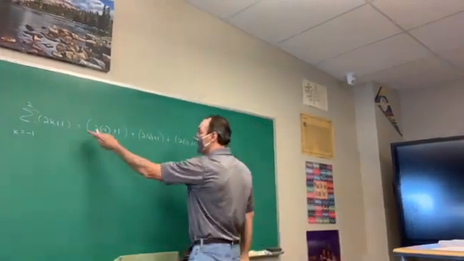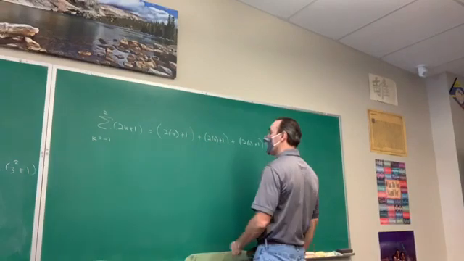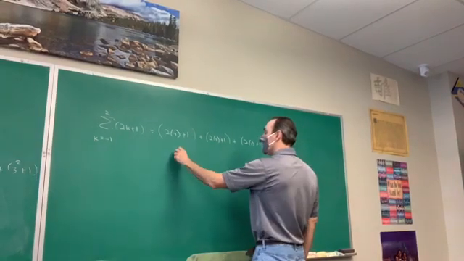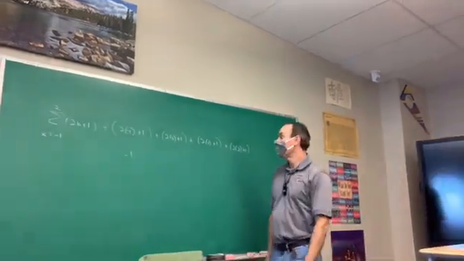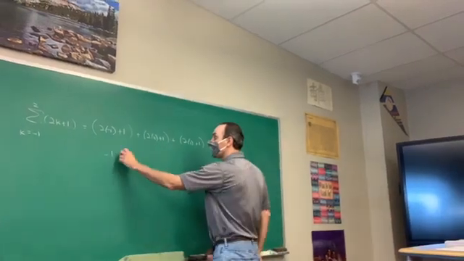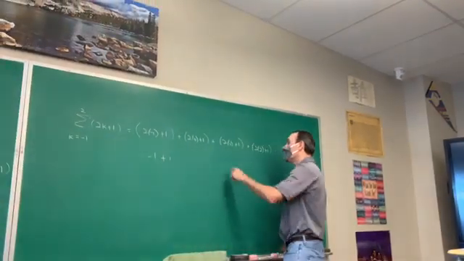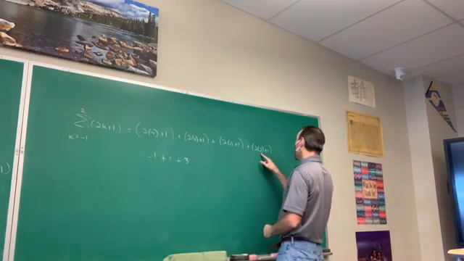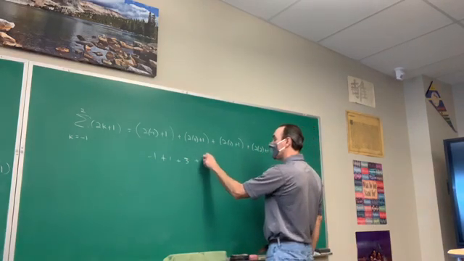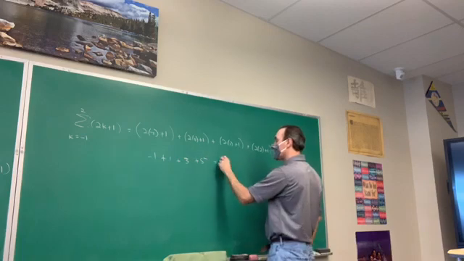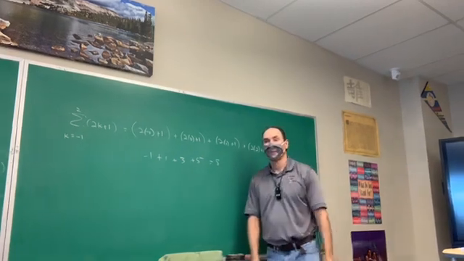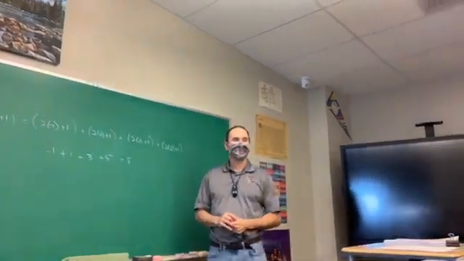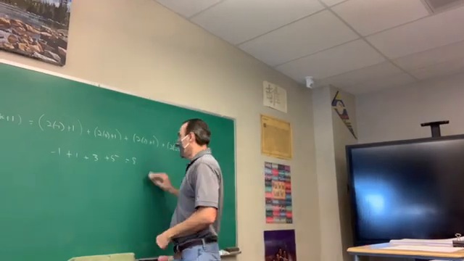So then we just do what it says, 2 times -1 is -2, plus 1 is -1, 2 times 0 is 0, plus 1 is 1, 2 times 1 is 2, plus 1 is 3, 2 times 2 is 4, plus 1 is 5, and the 1's cancel, so it's going to be 8. Does that make sense so far? All right.